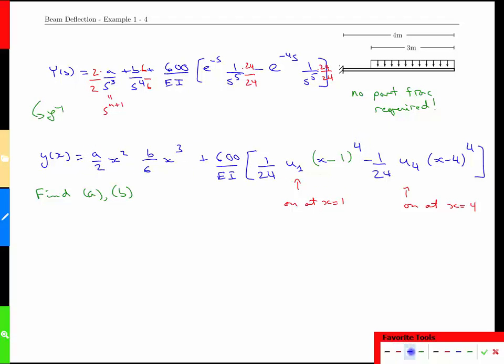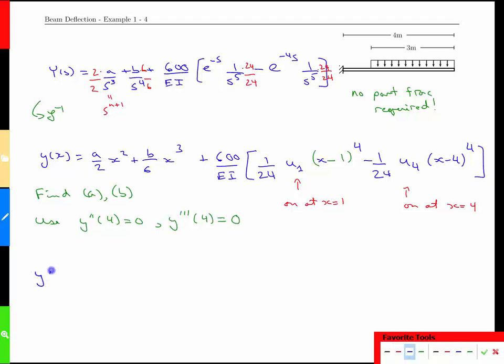To find a and b, what we're going to need to do is use our other conditions that we haven't used yet, and those are the second derivative of y at 4 is 0, and the third derivative of y at 4 is also 0. And those capture the idea that this is a free end for the beam. It can move up and down, so there's no condition on y itself at 4, but it's not going to be bent at the end, and a similar condition applies to the third derivative there.